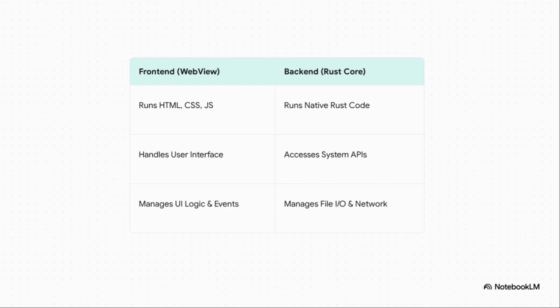So on one side, you've got your front end. This is a WebView, and its job is to render your user interface, all your HTML, CSS, and JavaScript. You can just think of it as the face of your application. But then, on the other side, you have the backend. This is a super powerful core written in Rust, and it acts as the brain. It does all the heavy lifting, like accessing the file system, making network calls, or crunching big numbers.